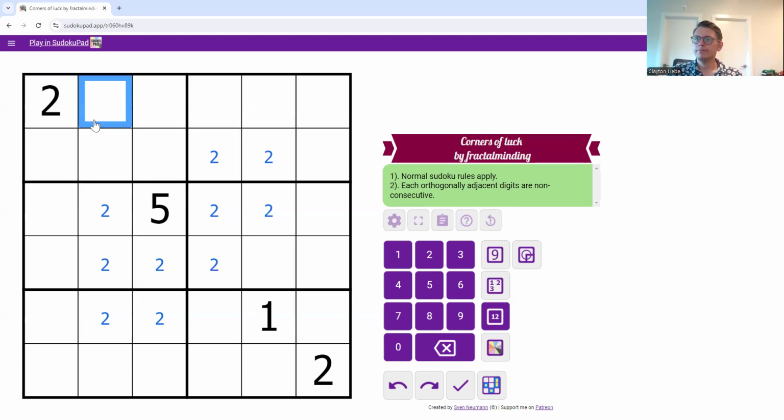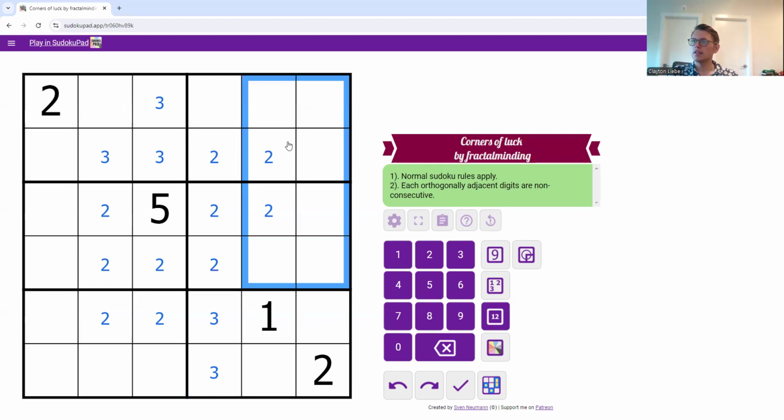So, 3s have to be from here. 3s have to be from here. Lots of places a 3 can be in these boxes. But I suppose, yeah, no, there's lots of places. There's lots. Okay.